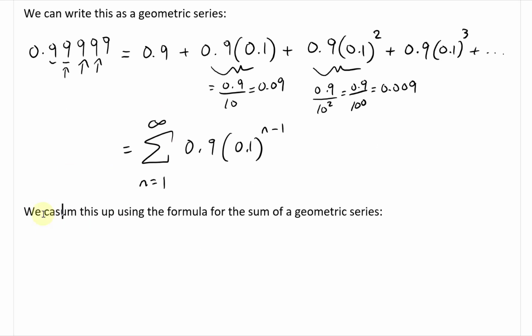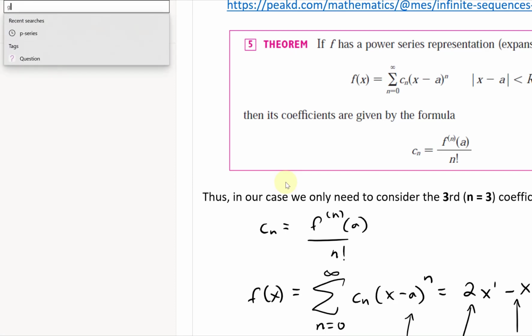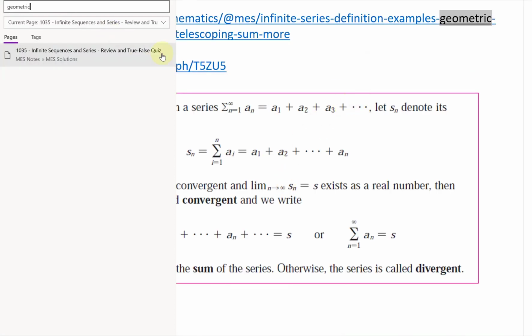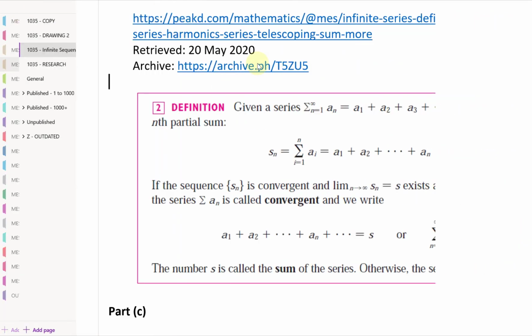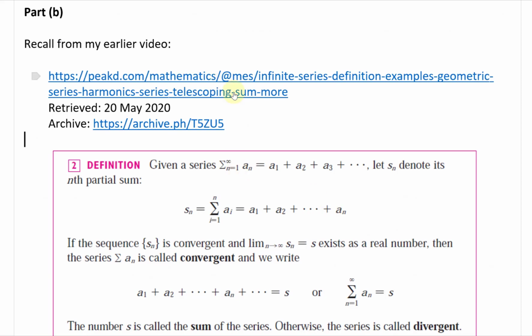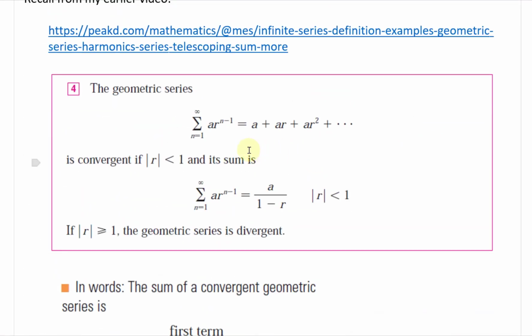We can sum this up using the formula for the sum of a geometric series. If we recall the geometric series, let's see where we can scroll over it. I'll just search geometric. All right, there's a geometric series over here. Actually, no, this is not the geometric series. This is the link there, but it's actually over here. So here's the geometric series.